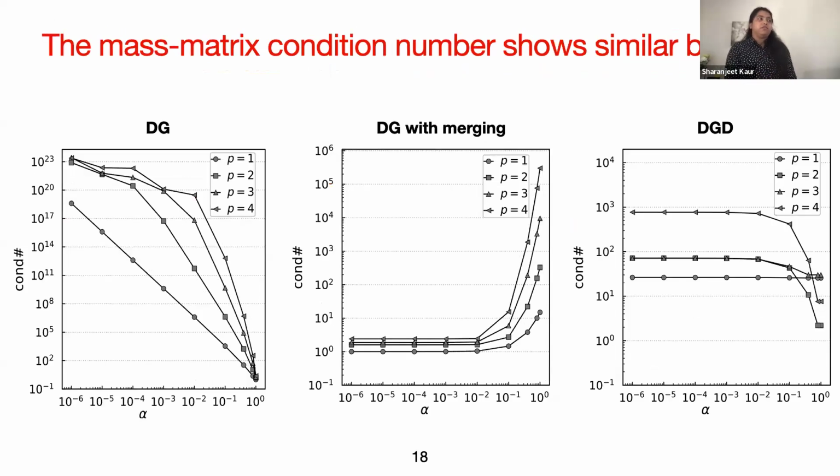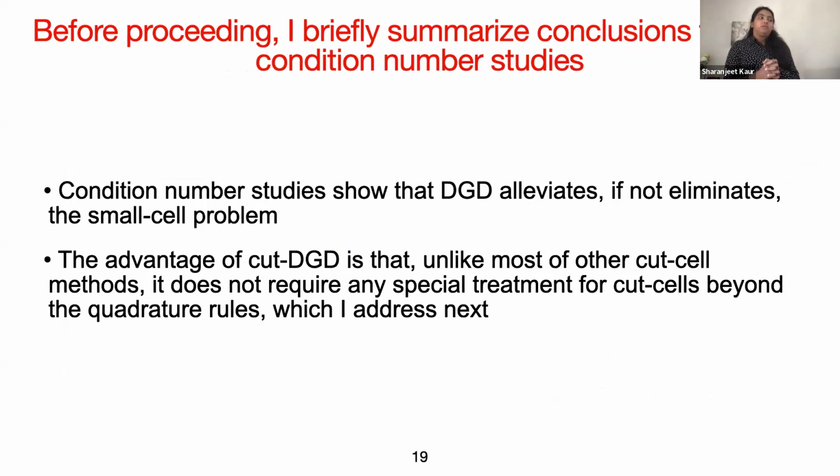Okay, so similar results were shown for the mass matrix condition number. And I have also done these studies for the two-dimensional case, but these are not included here. From these condition number studies, we concluded that DGD seems to alleviate, if not eliminate, the small cell problem. And unlike most other cut cell methods, we don't need any special treatment for cut cells beyond the quadrature rule. What I mean is, I'm not doing any different treatment for my cut cells in my DG discretization. I'm using the same stencil construction process for all the elements, irrespective of whether it is cut or not. But this is not the case for most cut cell methods.